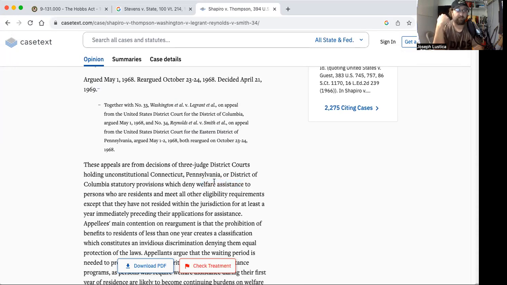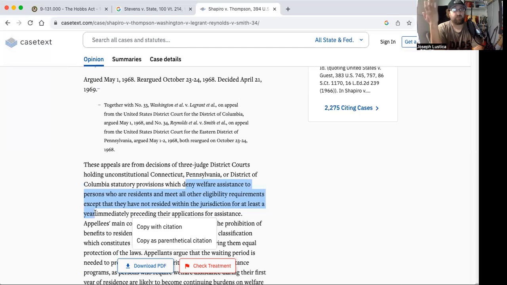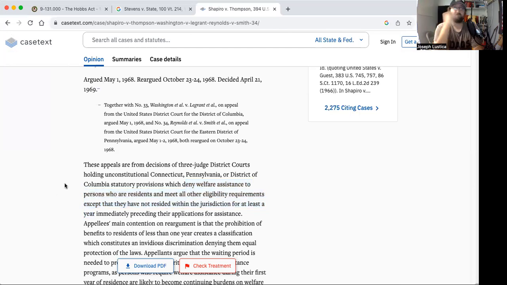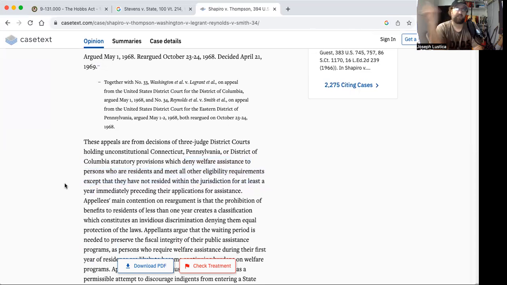Well, it says right here, they were denying welfare assistance to persons who are residents and meet all other eligibility requirements, except that they have not resided within the jurisdiction for at least a year. So one of the requirements was you had to reside there for a year, and she had all the other eligibility requirements except for that. So they're saying, well, her traveling from place to place should not be infringed upon. But we're going to talk about that. They're saying, well, she's going to have to suffer for a year before she can get her assistance.